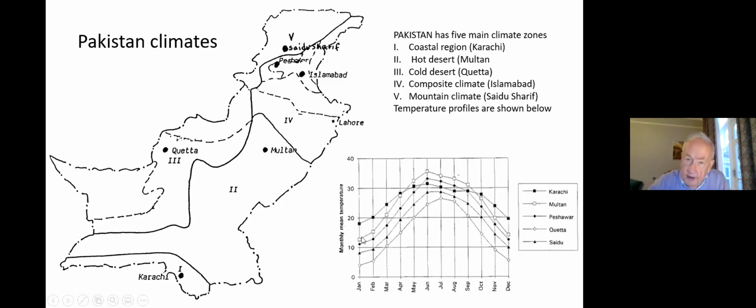And then there's the other 4 areas which I've characterized by particular cities. Multan, the hot desert, which is the highest one here, going up to 35, 40 in the summer. These are average temperatures, so you must remember that within a day there'll be a variation about that. Then Peshawar or Islamabad are the sort of composite climate.